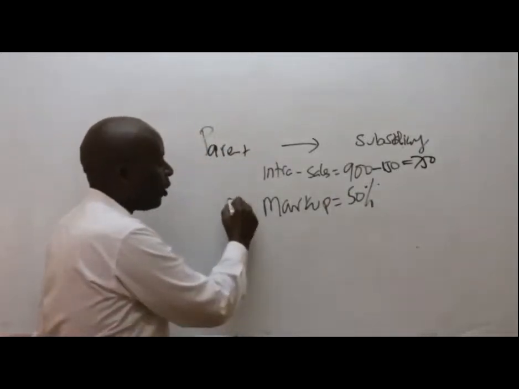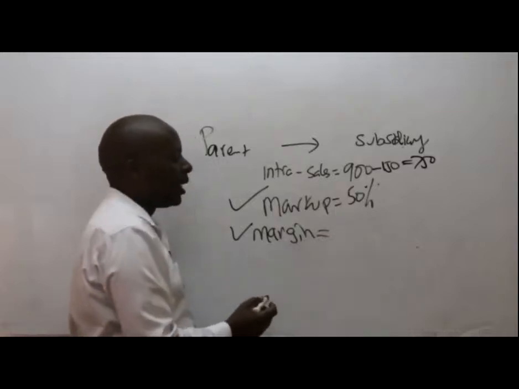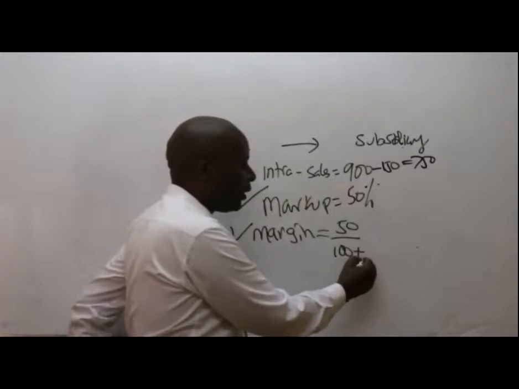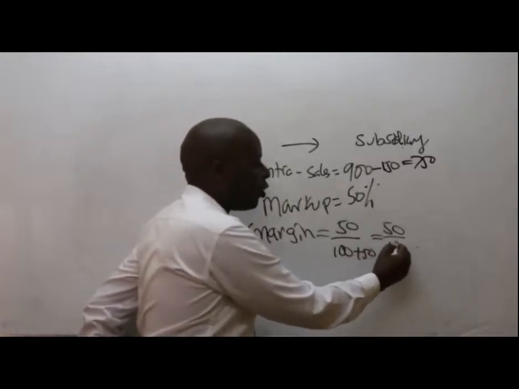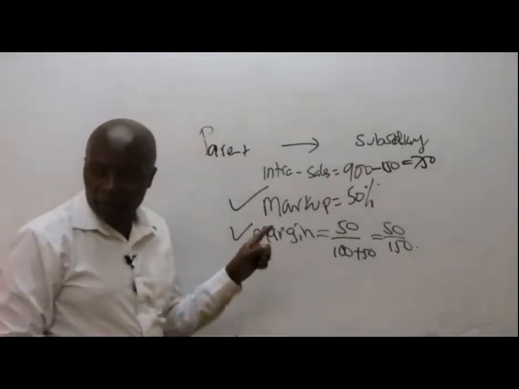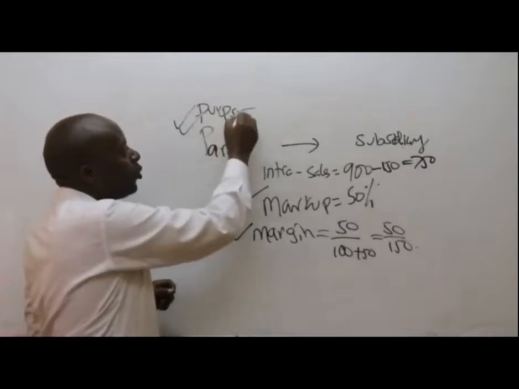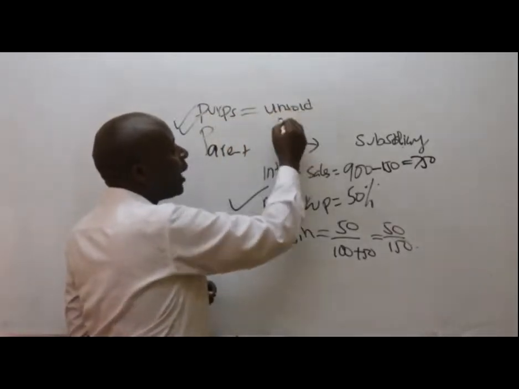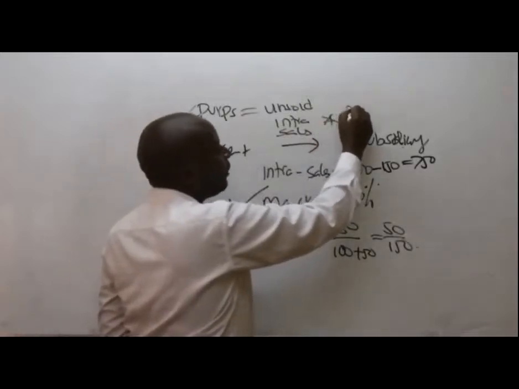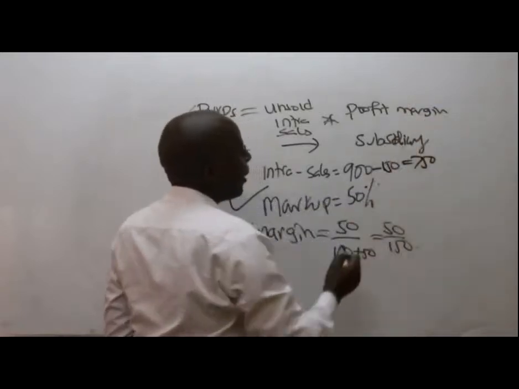The other thing, when you give me the markup, I'll come and give you the margin. So the margin here will be 50 over 100 plus 50, which gives me 50 over 150. And then remember the formula for PAPS. What do we have? Unsold intra-sales multiplied by the profit margin.